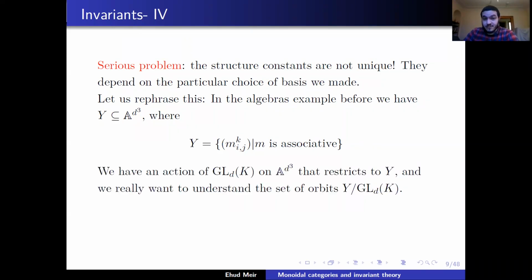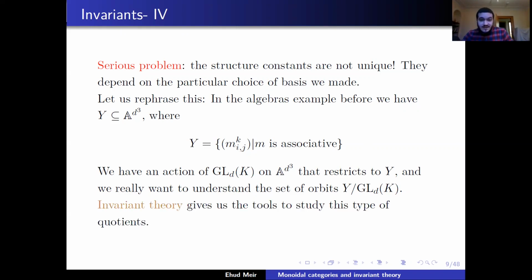We have an action of GL_d(K) on this variety in A^(d³), just given by a change of coordinates or a change of basis. And this action restricts to Y. And what we really want to understand is the set of orbits, Y modulo GL_d(K). Because two points will be conjugate under the action of GL_d(K) if and only if they define isomorphic algebras.